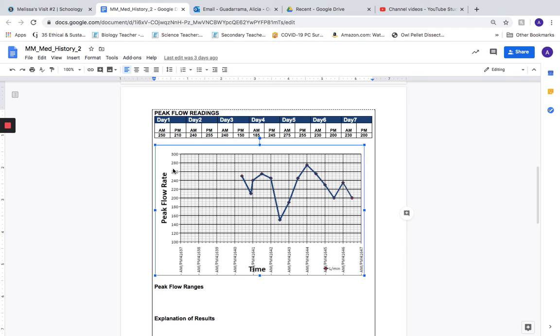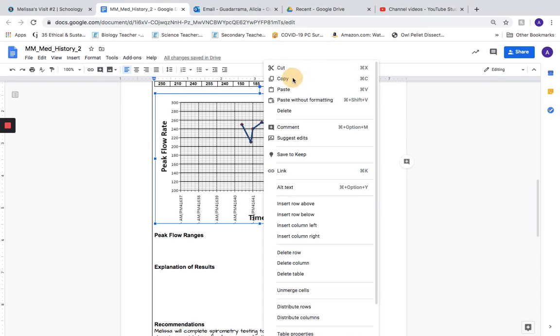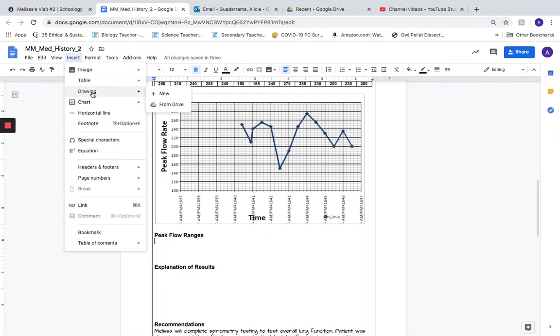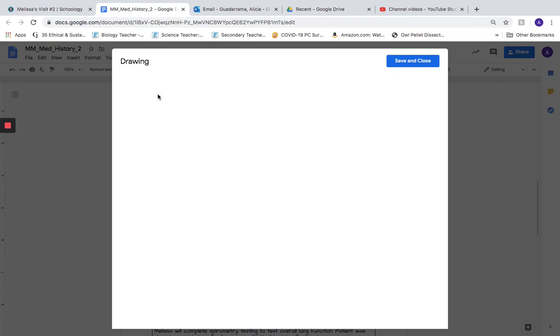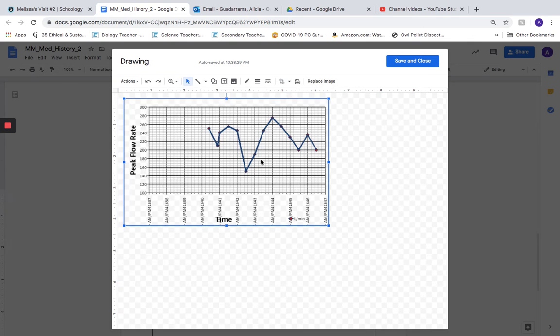However, you want to section this off by adding in colors. One way to do that is to copy the image. And you can also back up your peak flow ranges down here by writing them out, what you figured out. Then you're going to go to Insert, Drawing, New, and you can paste that picture of the graph right there.